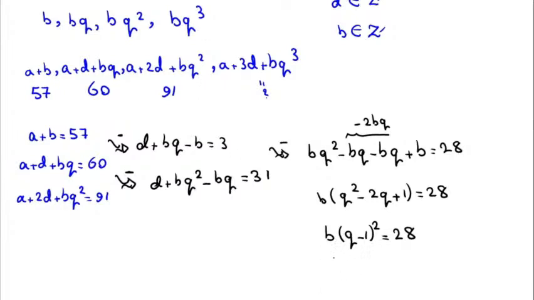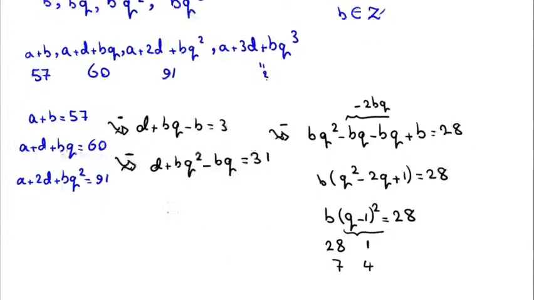So, here you can consider B is 28, Q minus 1 squared is 1 squared is 1. If Q is 2, if Q is 3, it will be 4, 2 minus 1 squared. And this will be 7 if Q is greater than that. For example, if Q is 4, it will be 9. If Q is 5, it will be 16. It's not possible. So we should consider these two cases.